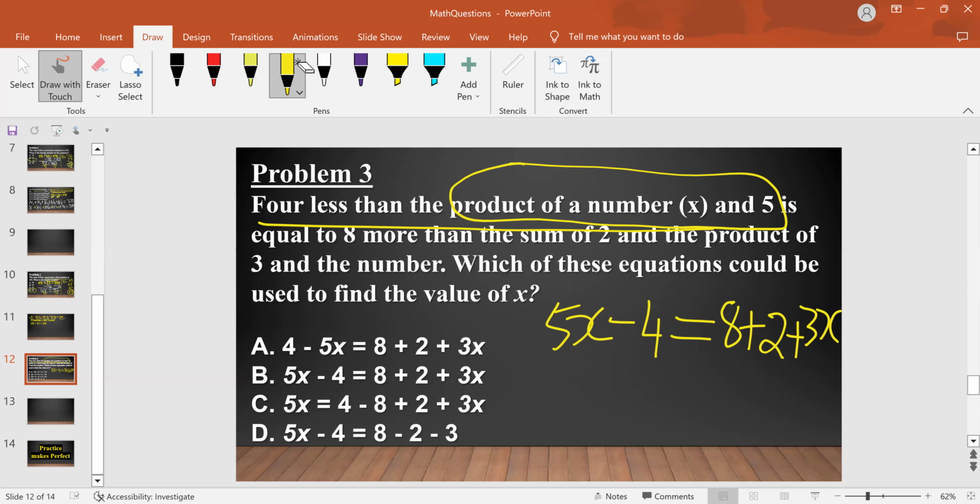Here the task is not to solve for x or to solve the equation. What they want from you is to choose the correct equation which will help us to solve for x. So again, we want to translate this word problem into an equation. And yes, that's the way you should have it. The correct choice here is B, this one here.